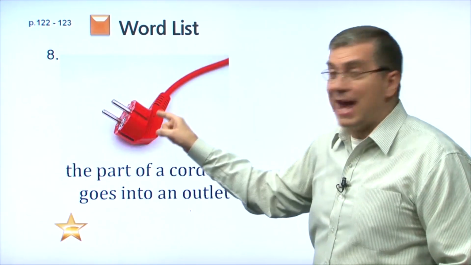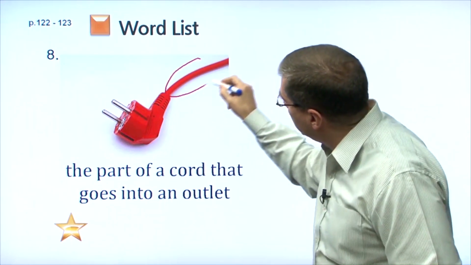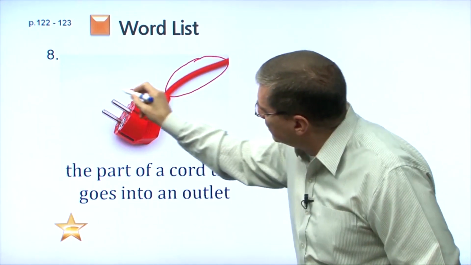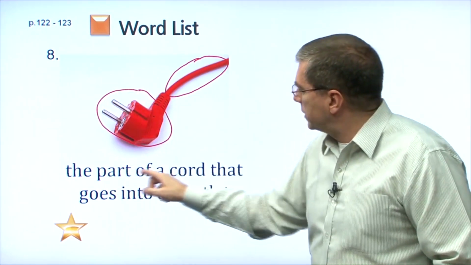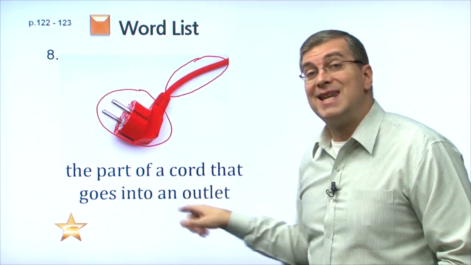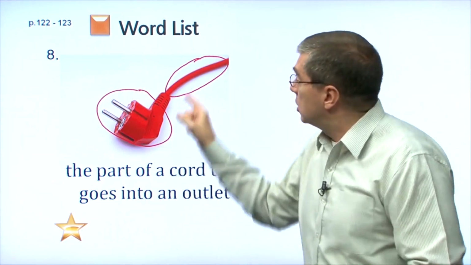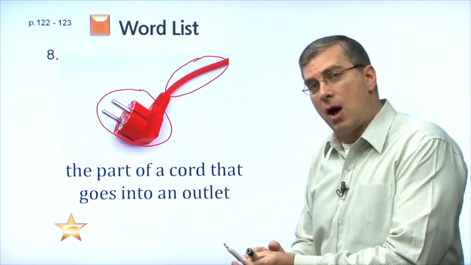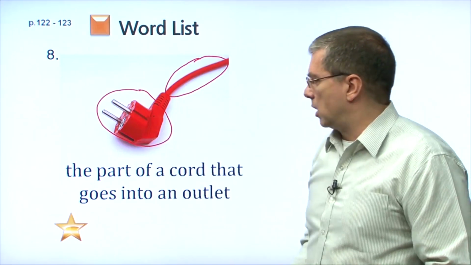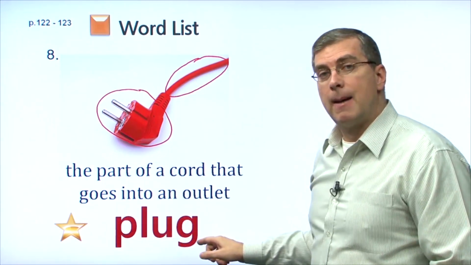Number 8, at the end of the cord, this is the cord here. This is the cord part here. What is this part? This is the part of a cord that goes into an outlet, right? You have to connect your cord to your outlet to get the electricity out. What do we call this part? We call this part a plug.